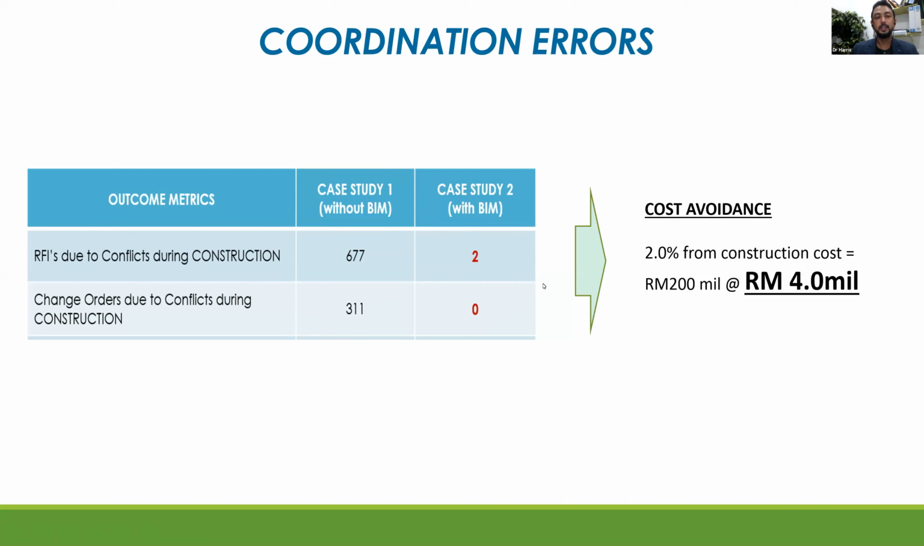So how we get here, we don't call it as cost saving, we call it as cost avoidance, because it's very difficult to get the saving because of these numbers. How you want to know the cost of 600 over RFI is very difficult. So we call it as a cost avoidance, something that we can avoid. It's about for 200 million project, we avoid additional cost of almost 4 million.